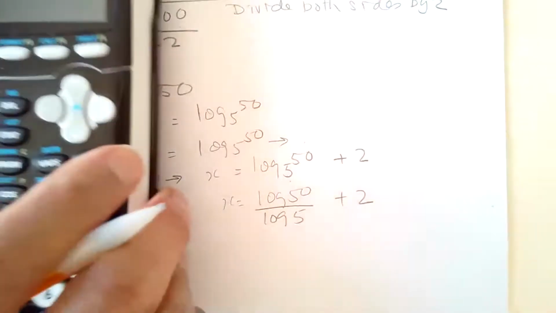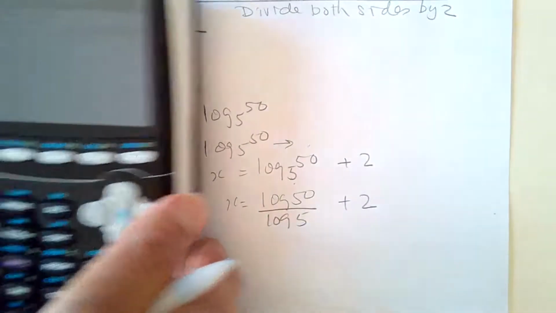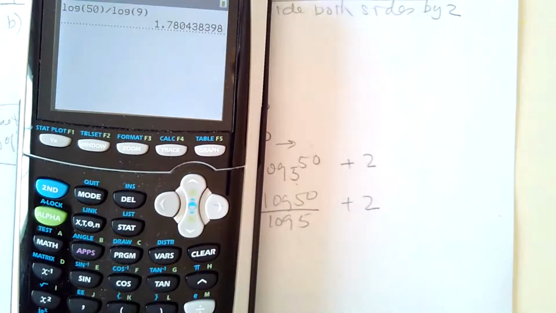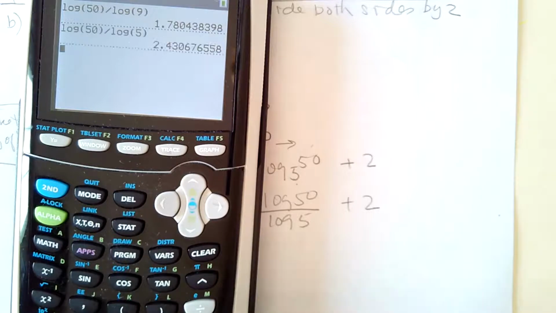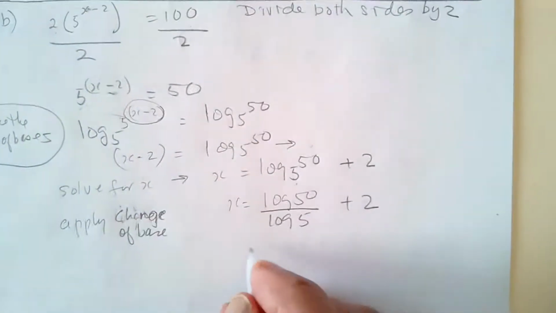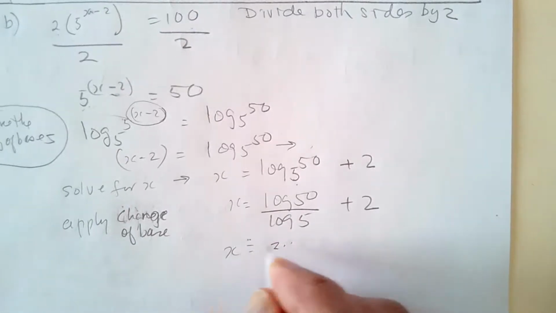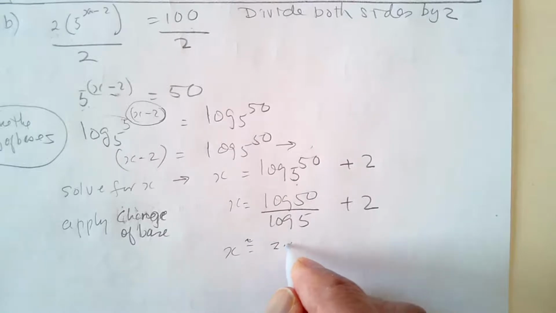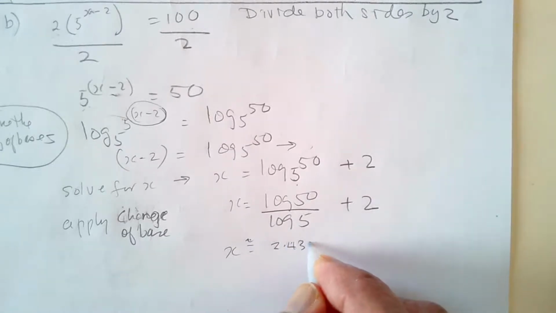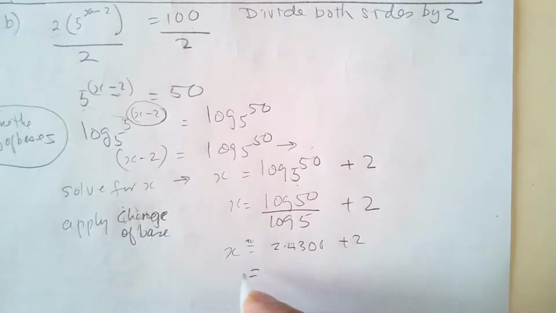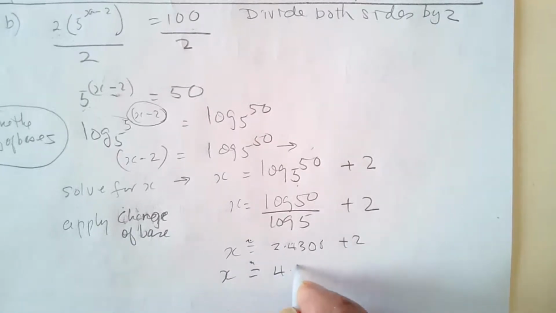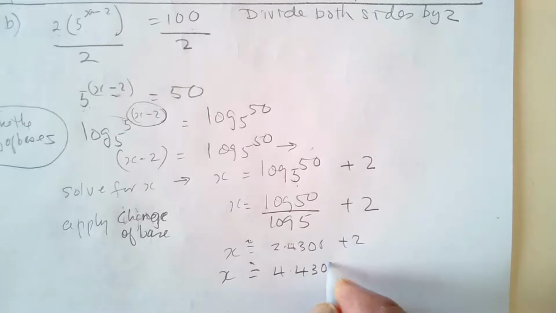Now for log 50 over log 5, I need to go to my calculator. Log 50 divided by log 5 gives me 2.43, approximately 2.4306. Plus 2, so x is approximately 4.4306.